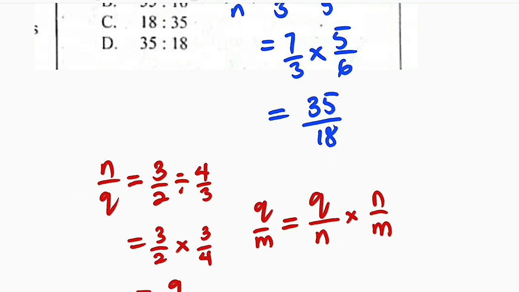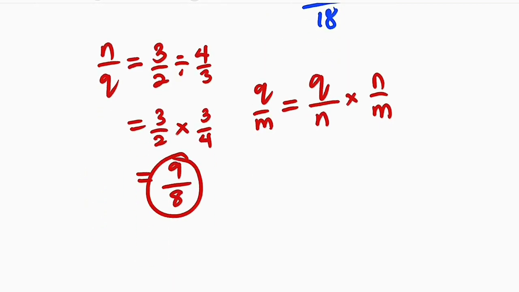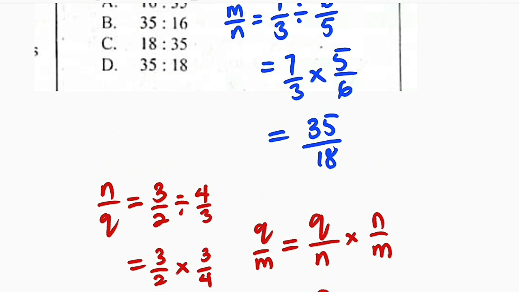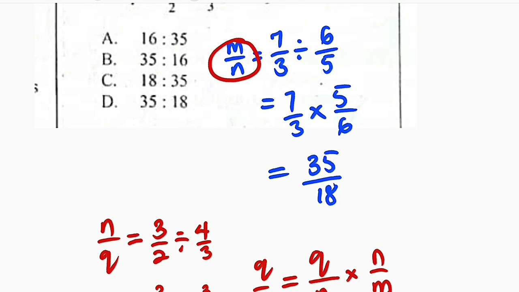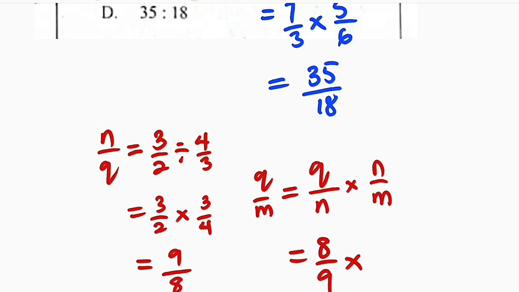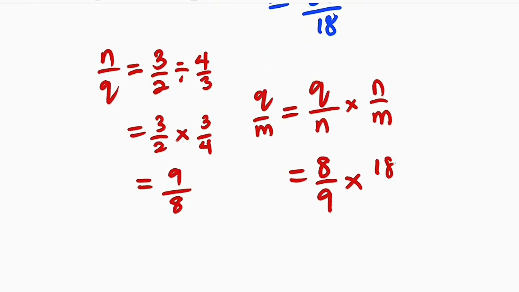All we have to do is to take reciprocals. Instead of 9 divided by 8, we are going to take it as 8 divided by 9. Multiply by n divided by m. We have m divided by n, not n divided by m. We're equally going to take reciprocal. Instead of 35 divided by 18, we're going to take it as 18 divided by 35.